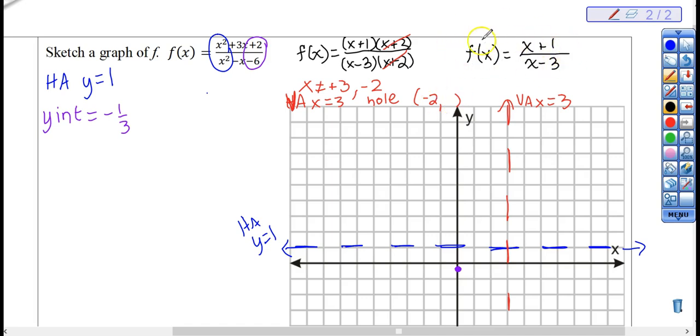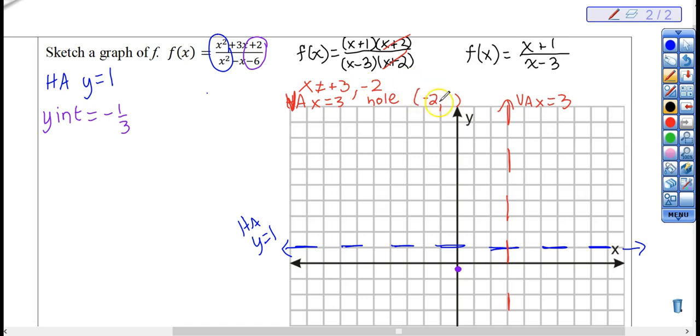This is the equation that we are graphing. We are graphing this equation right here. But it came from this equation, which has a restriction where x equals negative 2. Does this equation have a restriction at x equals negative 2? No. But this equation is the simplified version of this equation. So we have to figure out where's the hole.